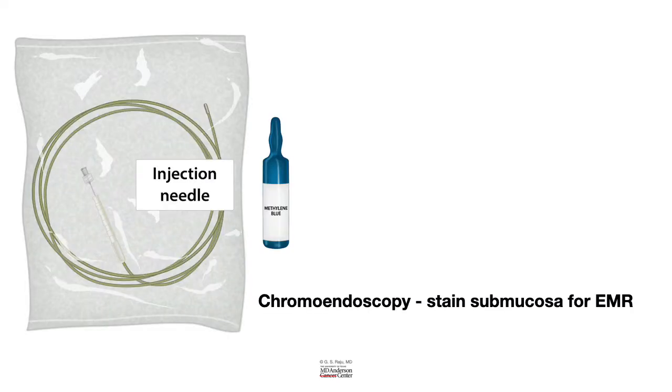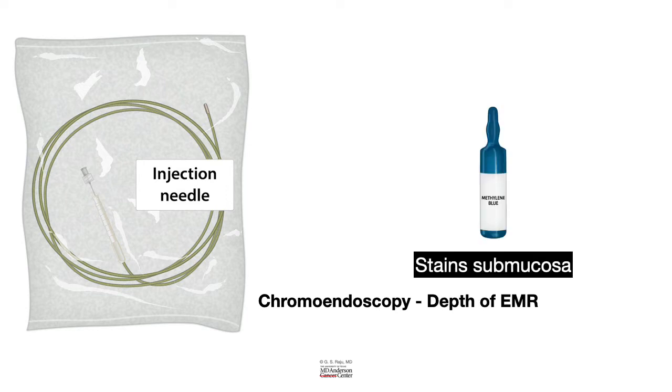Next, chromoendoscopy with either methylene blue or indigo carmine for endoscopic mucosal resection. This one stains the submucosa, so it helps you determine the depth of endoscopic mucosal resection, or EMR, and we will talk a little more about it.